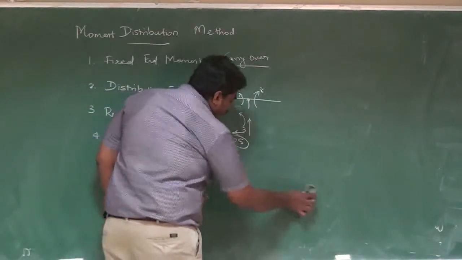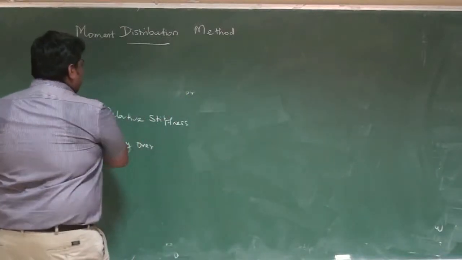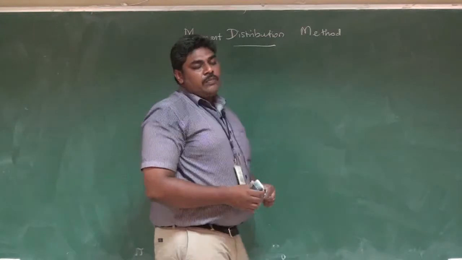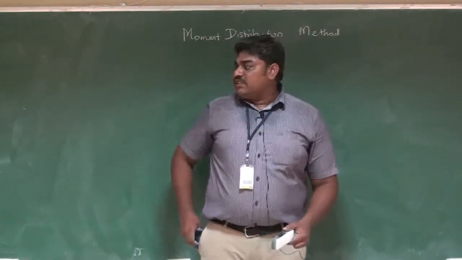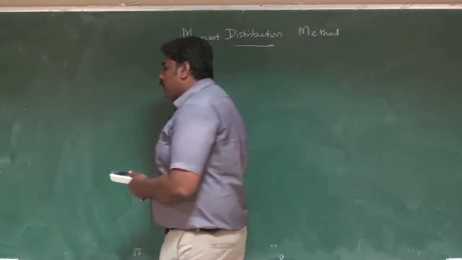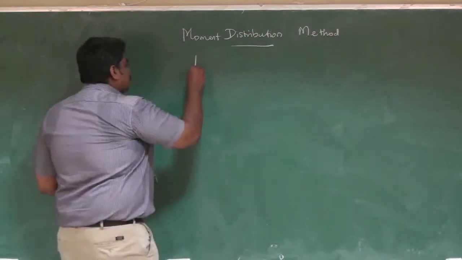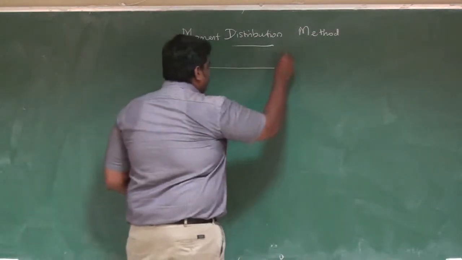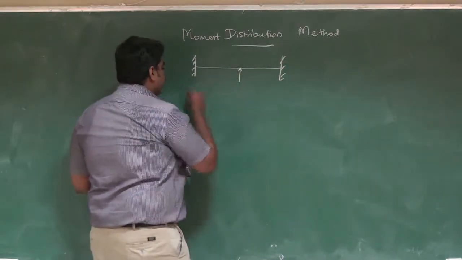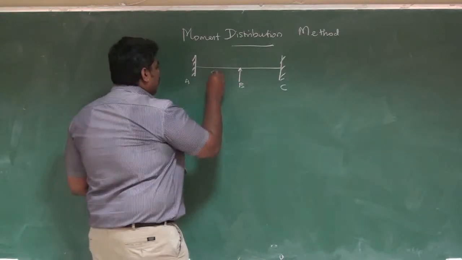So now we will start with a small example with which the moment distribution method can be easily understood, because I have told you the fundamentals, the 4 important parameters which we should know. Now I will start with a small problem with which we will make it clear. The understanding of this particular method will be much easier, right? So let me take a very small problem where the ends are fixed, A, B and C. It is a continuous beam. The span is 5 meters.